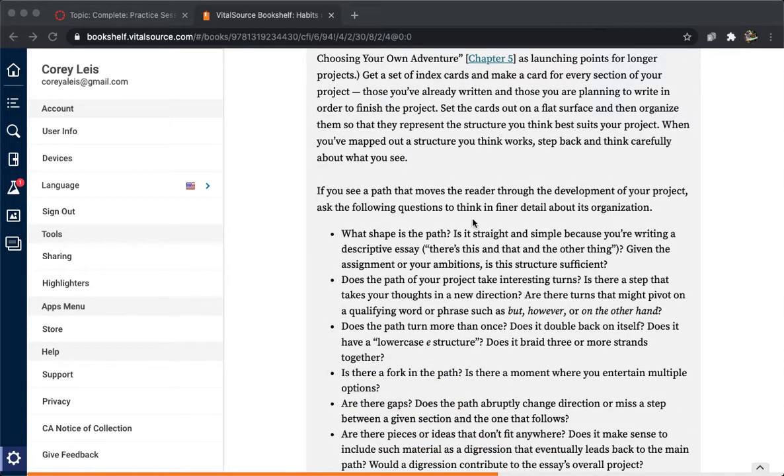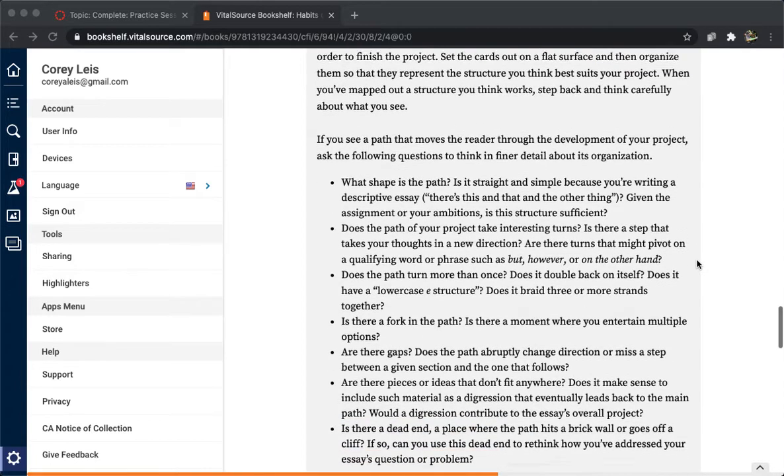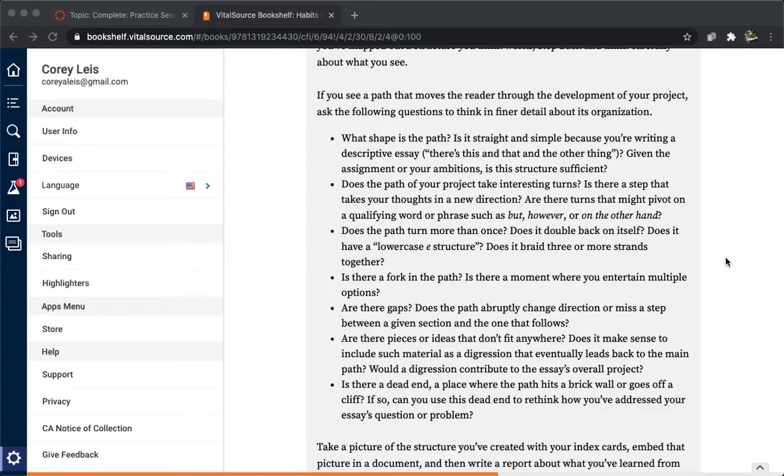If you see a path that moves the reader through the development of your project, ask the following questions to think in finer detail about its organization. These questions are designed to help you think more about that path, how you've organized the ideas and how you plan to continue organizing them. So let's go ahead and read through these questions.